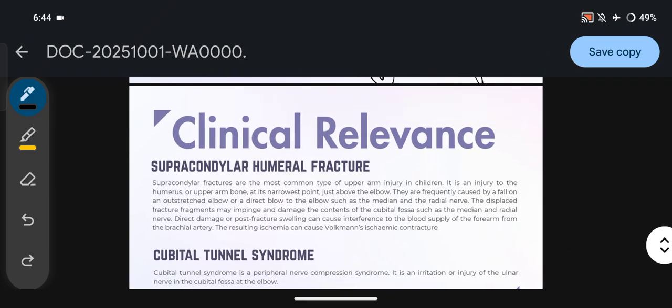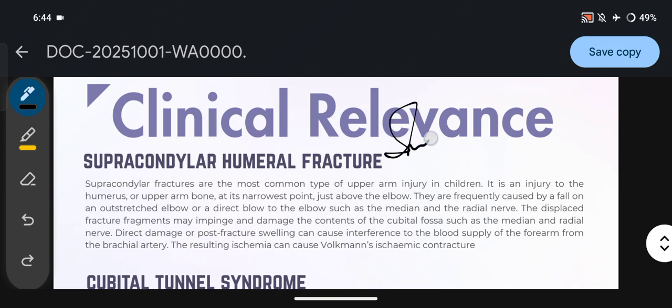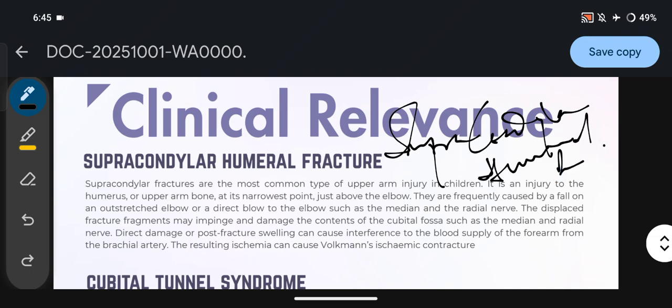Then the third one is supracondylar humeral fracture. Supracondylar fractures are the most common type of upper arm injury in children, and it is an injury to the humerus, or upper arm bone, at its narrowest point just above the elbow. They are frequently caused by a fall on the outstretched elbow or a direct blow to the elbow, which can affect the median and the radial nerve.